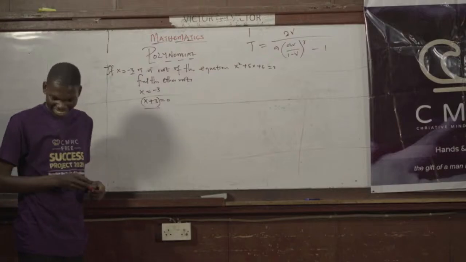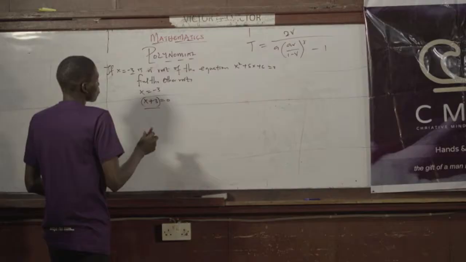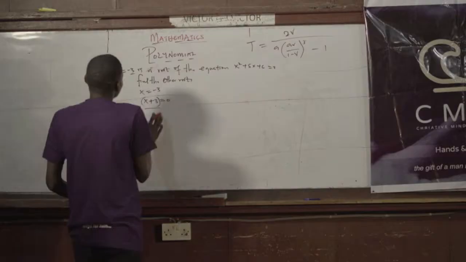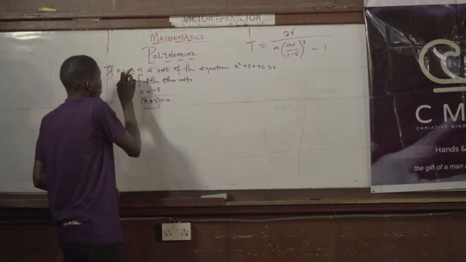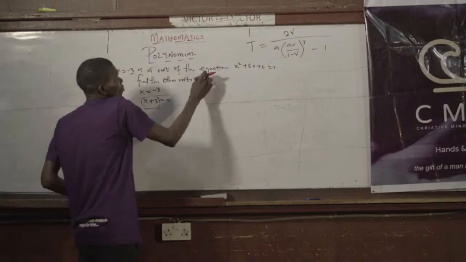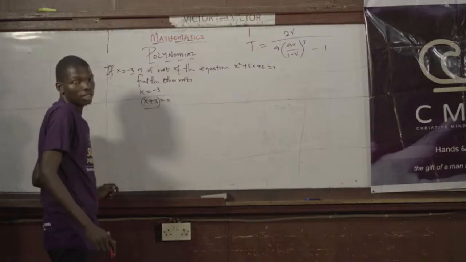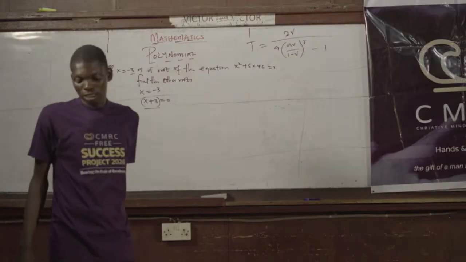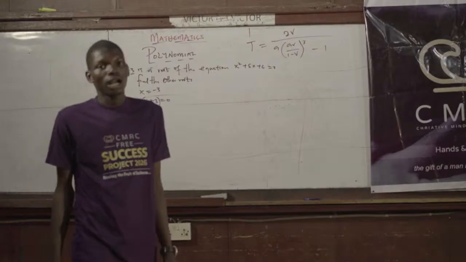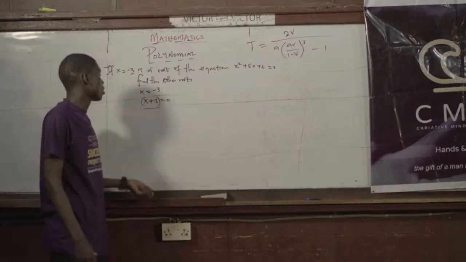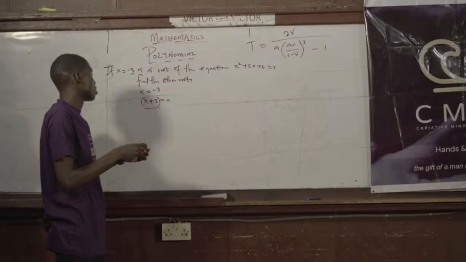All right. So now, how can I find, you can see in the question it says, if x equals -3 is a root of this particular equation. They are now asking you to find the other roots. This one will give us a clue on how we can actually deal with it. There are two ways we can solve this particular problem on the board.